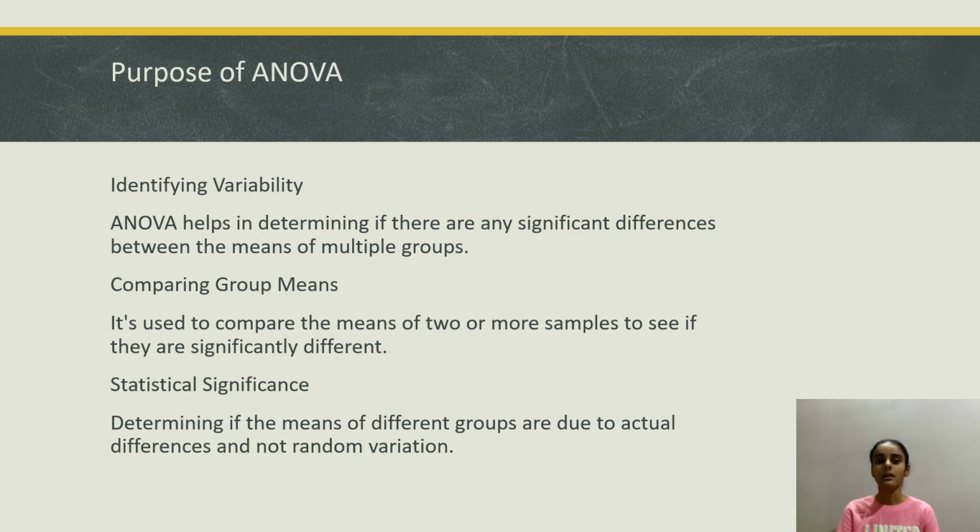Purpose of ANOVA. Identifying the variability. ANOVA helps in determining if there is any significant difference between the means of multiple groups. Comparing group means: it is used to compare the means of two or more samples to see if they are significantly different. Statistical significance: determining if differences between the means of different groups are due to actual differences, not random variation.